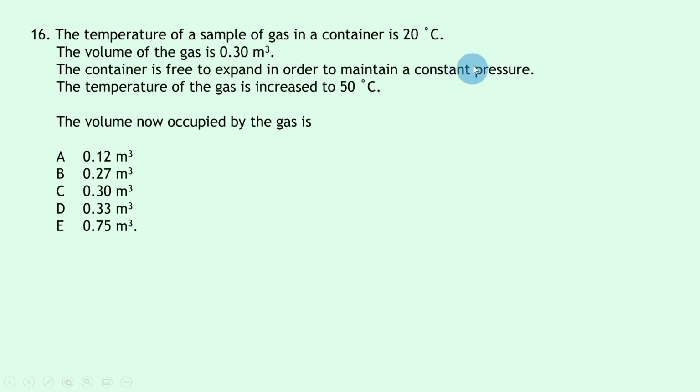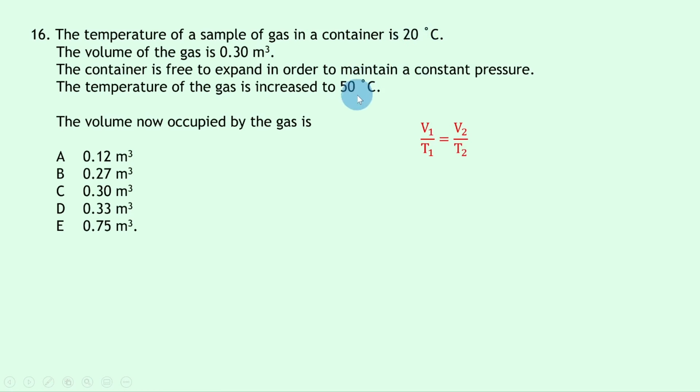Well, notice we've got a constant pressure and we've got volume and temperature changing. So this is referring to Charles's law, otherwise known as the volume temperature law. And we're also trying to find a final volume. So let's say we're trying to find V2 and we're going to write down the equation for Charles's law. And remember, this equation only holds when the temperatures are measured in Kelvin.